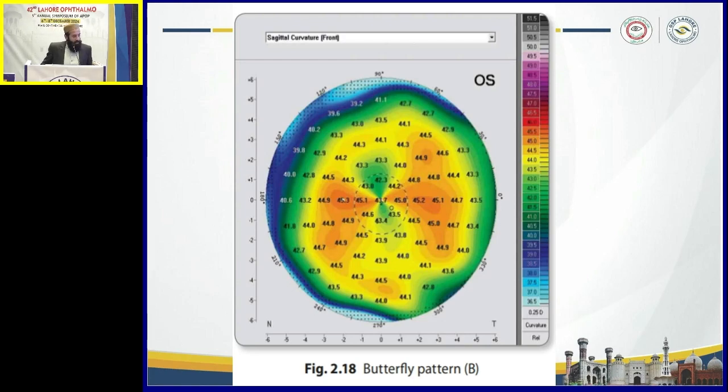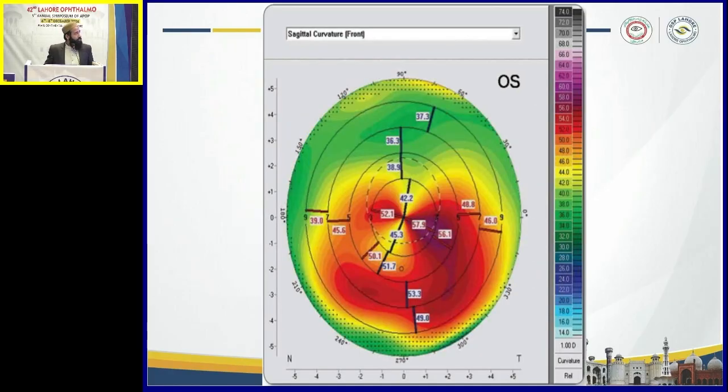So this is what I told you about. This is the butterfly pattern. Butterfly pattern is usually seen in pellucid marginal degeneration. You see, this is shaped like a butterfly. It has broad wings on the sides, not like a bow tie. A bow tie was relatively oval, but this is broad based. So this patient might have pellucid marginal degeneration. This is also a pattern with inferior steepening and hot area inferiorly, and these are the K values in these areas.